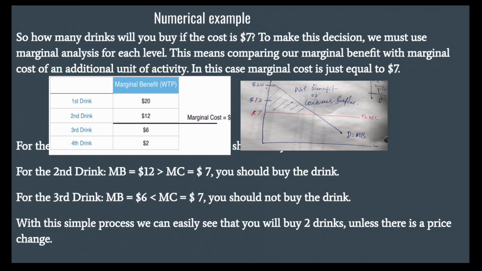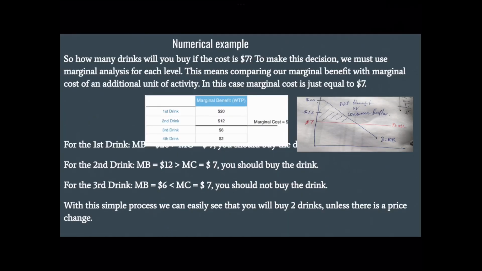A numerical example. So how many drinks will you buy if the cost is $7? To make this decision, you must use marginal analysis for each level. This means comparing a marginal benefit with the marginal cost of an additional unit of activity. In this case, marginal cost is just equal to $7. For the first drink, the marginal benefit is $20, whereas the marginal cost is $7. So you should buy the drink. For the second drink, the marginal benefit is $12, which is again greater than the marginal cost, which is just $7. So you should buy the drink.